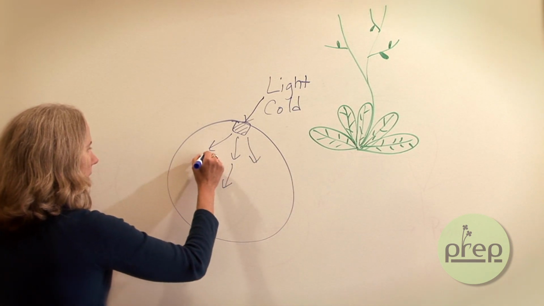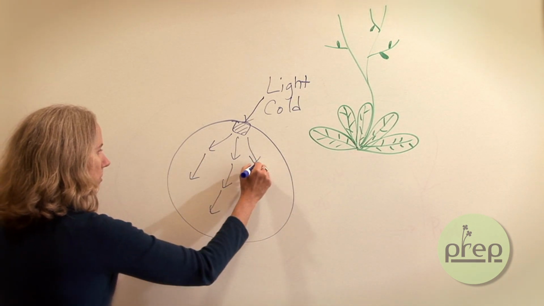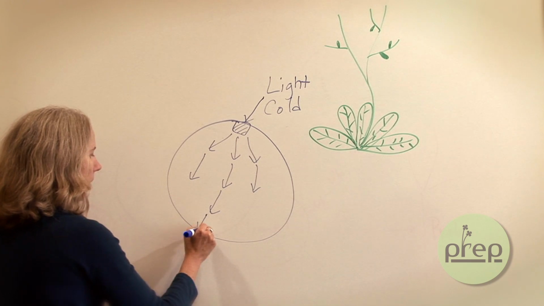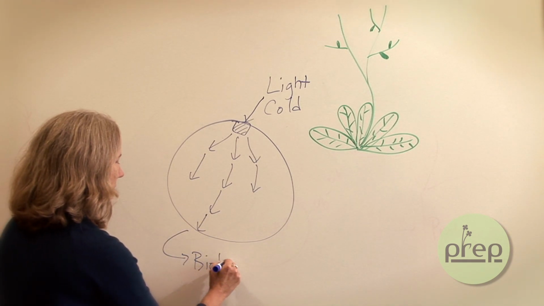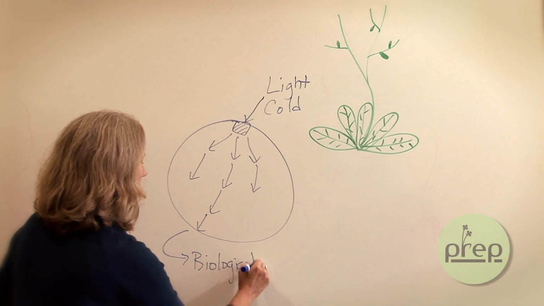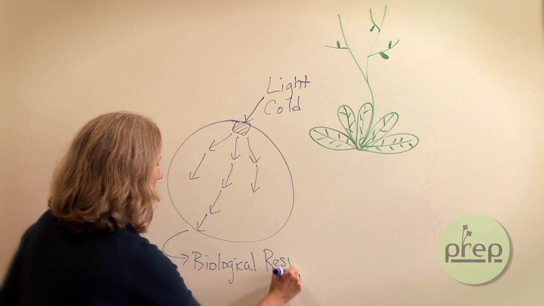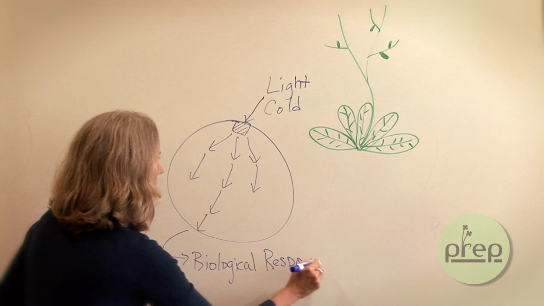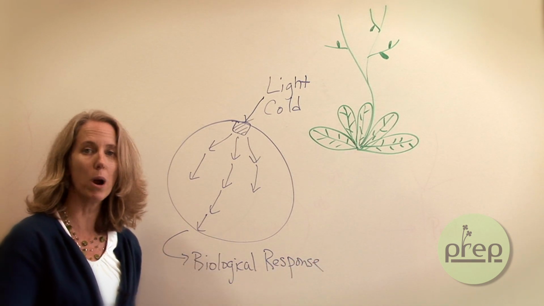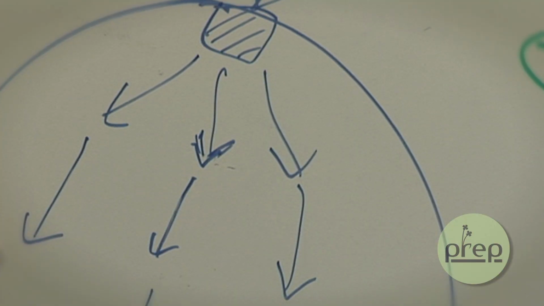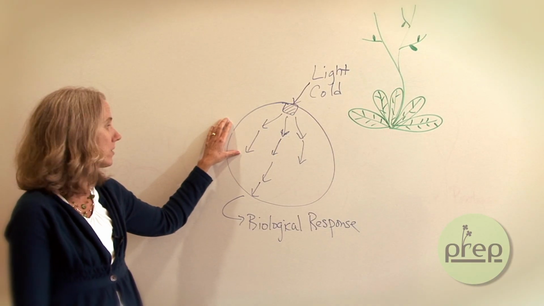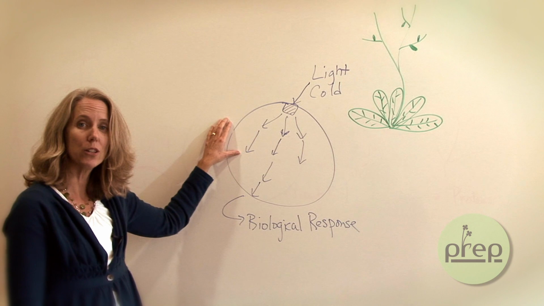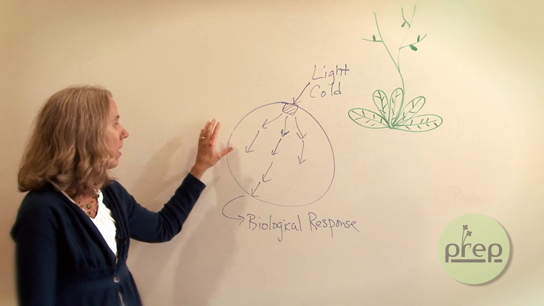And then we just really think about a series of arrows that all end up causing some final biological response. So this is a signal transduction pathway, or just a pathway for short. So one way to understand this signal transduction pathway is to take away one of these arrows.